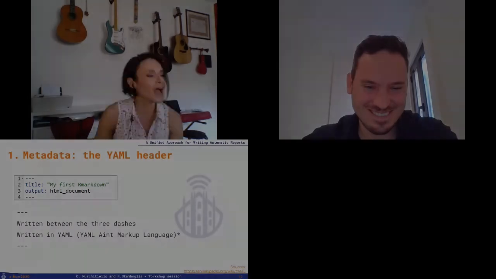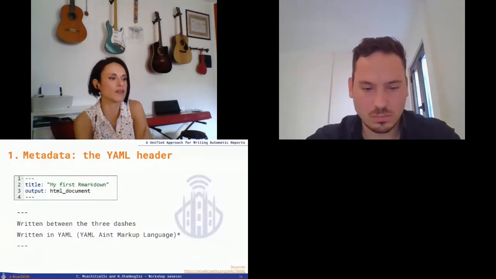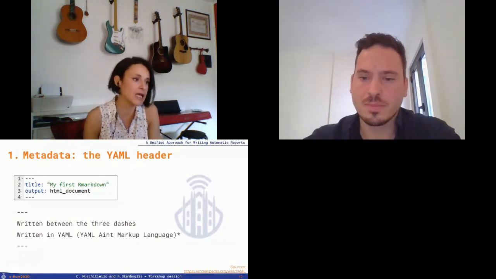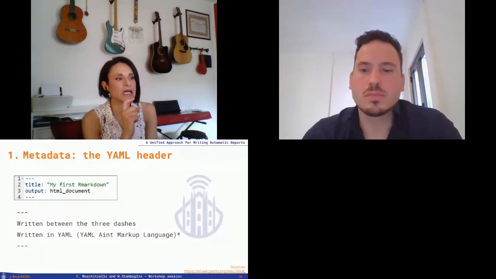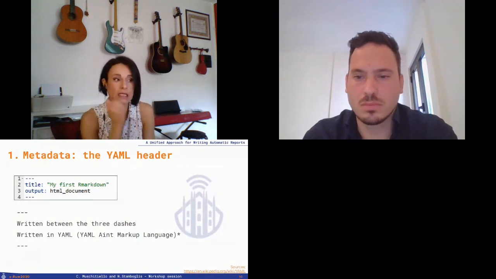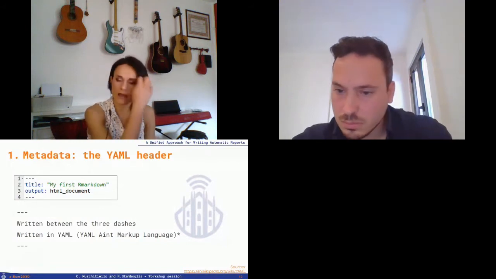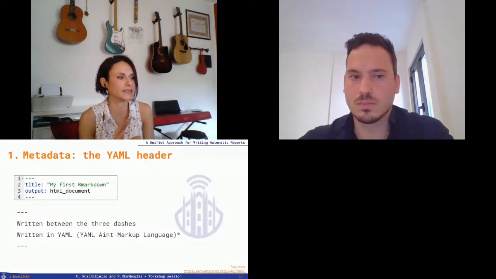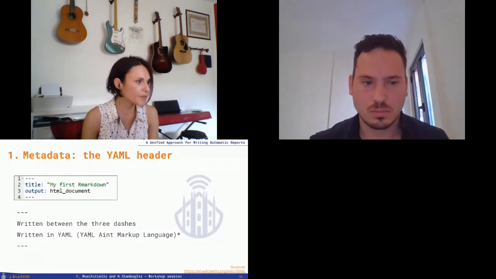So, the YAML header is everything included between the 3 dashes, and it includes the metadata. There might be lots of metadata actually, and this is the section with which you can define parameters, so we will use this section a lot in the next part of this workshop. Here you define the title, output, date, author, and many other things.